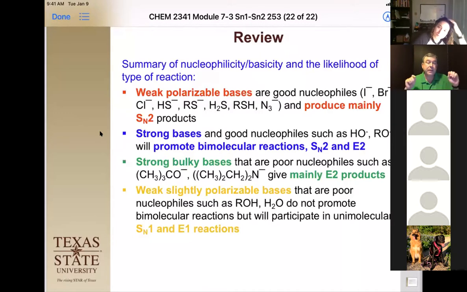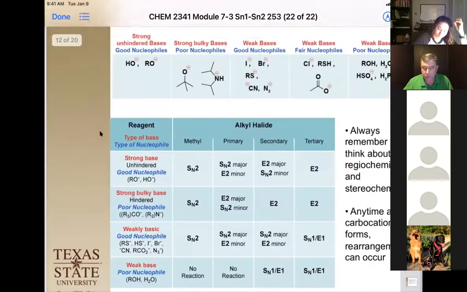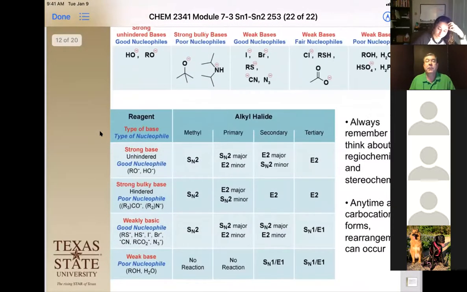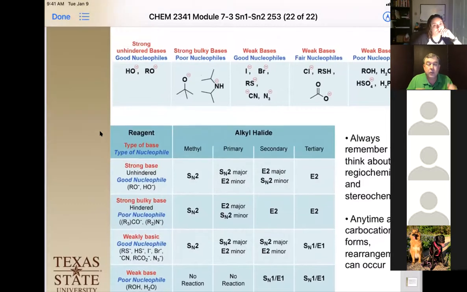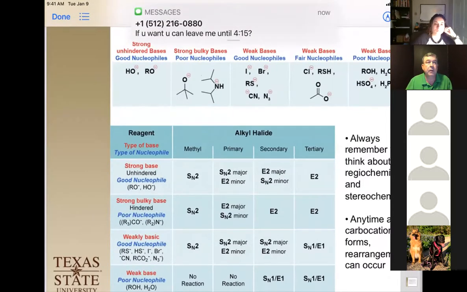Okay, so the next chart is a table. I think this table is going to help you organize everything, but you have to look at it piece by piece. Don't just say, ooh, pretty table. So on the top here, we have strong unhindered bases are also good nucleophiles. So strong unhindered bases are good nucleophiles. Therefore, you can get SN1 or, I'm sorry, SN2.